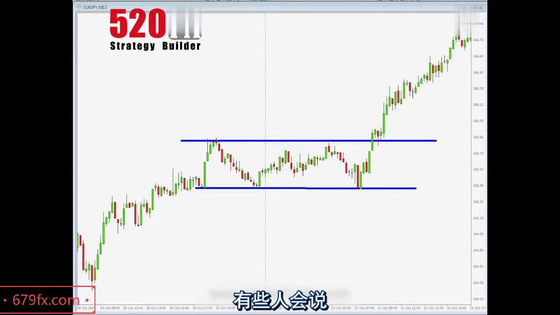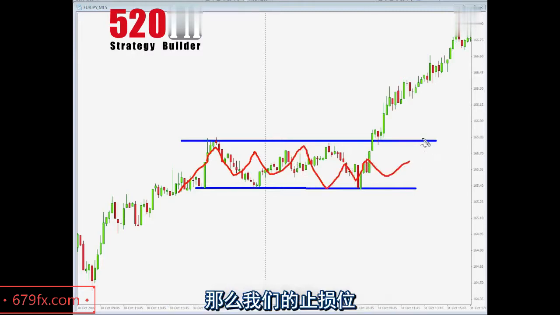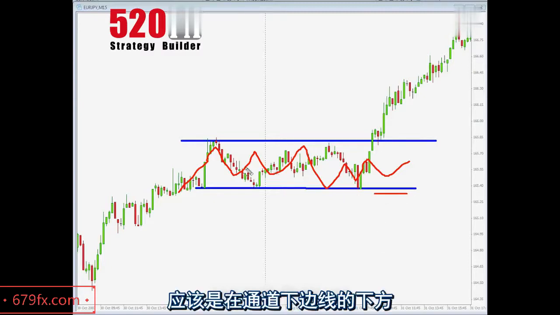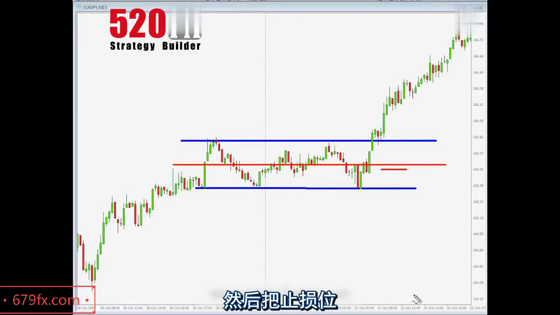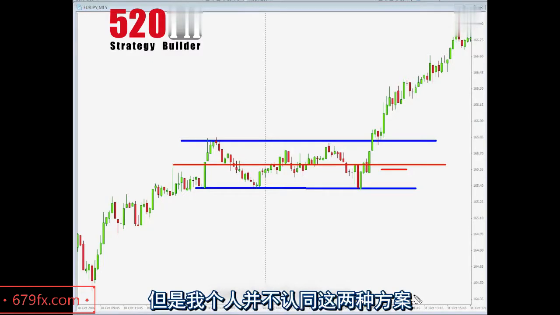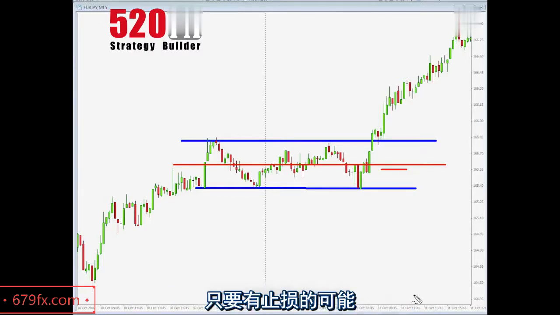I know some people argue that, well, since you're basically trading a range, you would want to place your stop loss a few pips below the range bottom, or some people even draw a mid band in the range, okay, and place the stop loss below the mid band, the lower end of the range. Quite frankly, in my opinion, I disagree with that. I like to keep my stop losses as tight as possible whenever it's possible. Sometimes you just cannot keep a tight stop loss, but whenever it's possible, I don't see the need in stretching out my stop losses more than it's actually necessary.